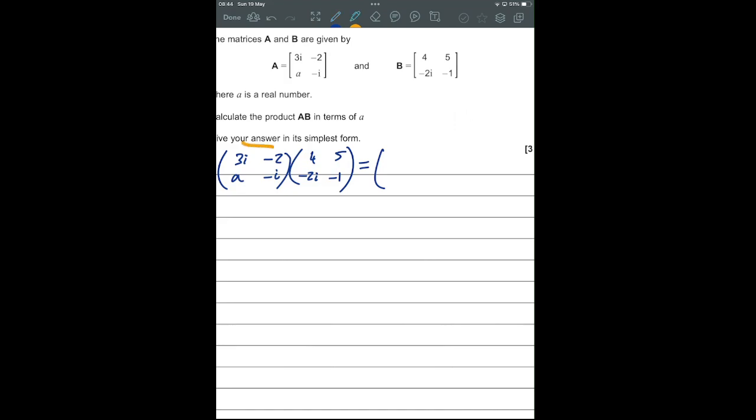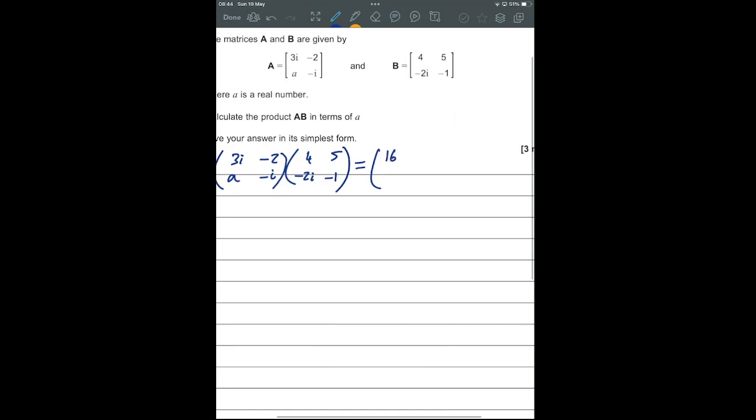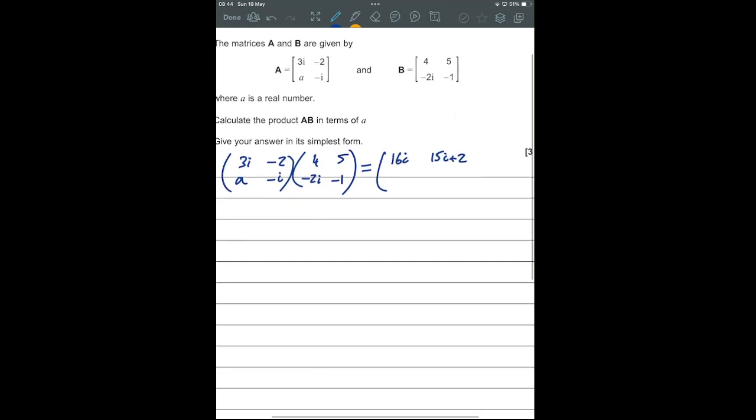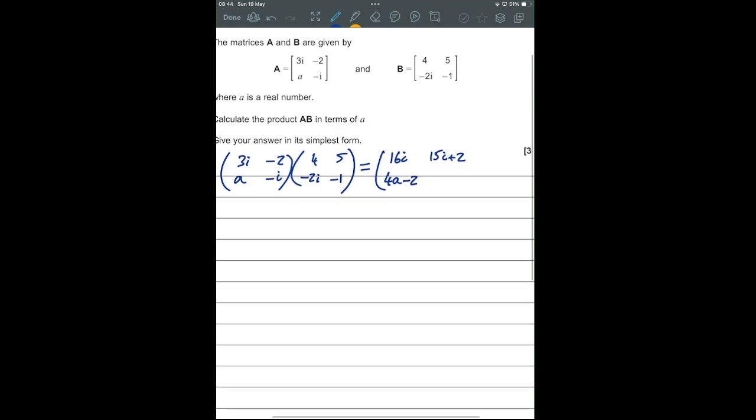We're going to do top row times first column. So that's going to give me a 12i plus 4i, that's 16i. And the second set, the first row times the second column, 15i plus 2 for a. And then we've got a minus i times a minus 2i. So that's 2i squared or minus 2. And finally 5a plus i.